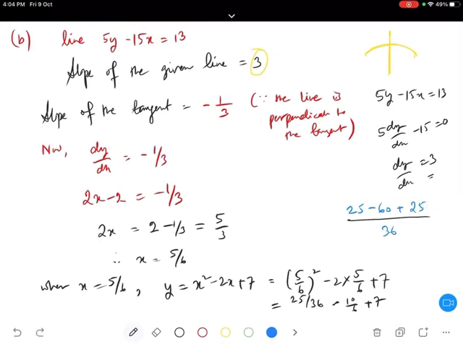Oh, what am I doing? Yeah, it's 252, that's right. So tell me, how much is that? This one is 192, and that is 25. So I think it is coming 217 by 36. Yes or no?